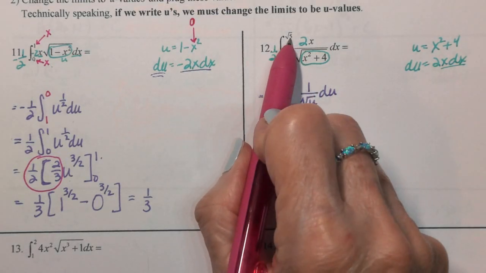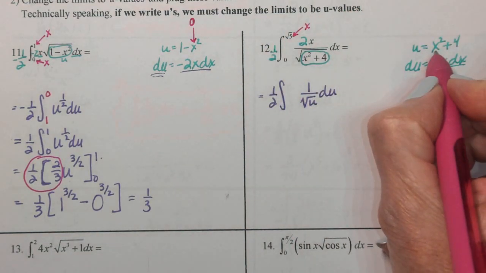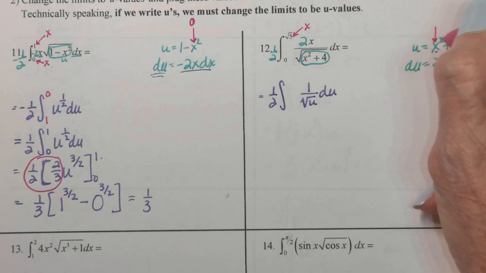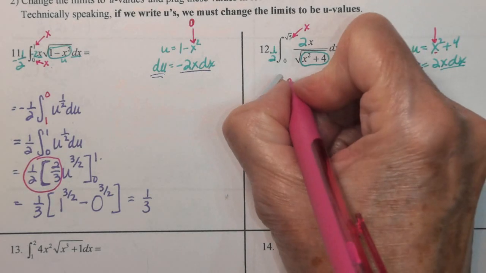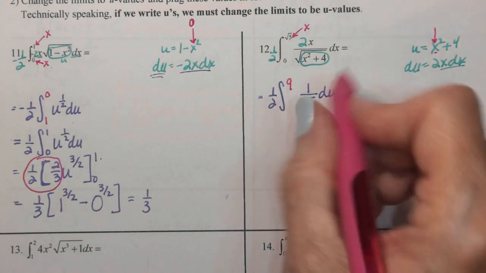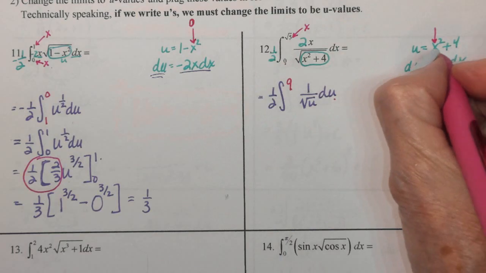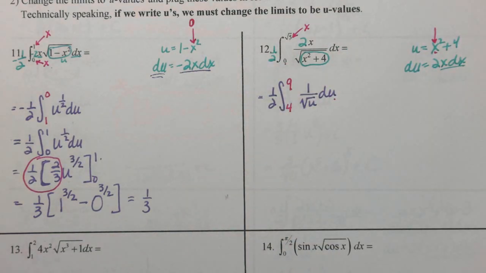It was the square root of 5, but that was an x, right? If I put square root of 5 in for x here, I'm squaring it, so I get a 5 plus 4, that's going to be a 9. So my u boundary is a 9. For my new lower boundary, I'm going to put 0 in for that x, and my u boundary will be a 4.